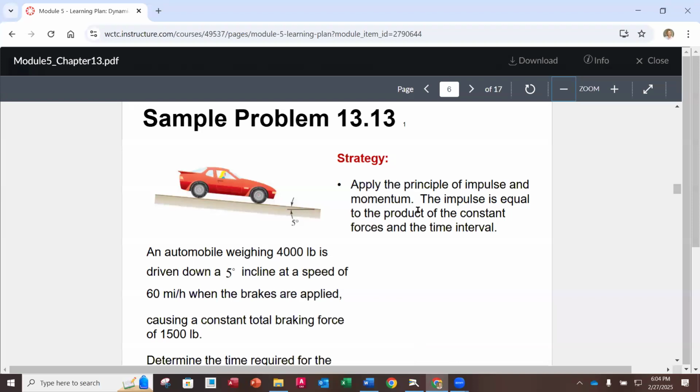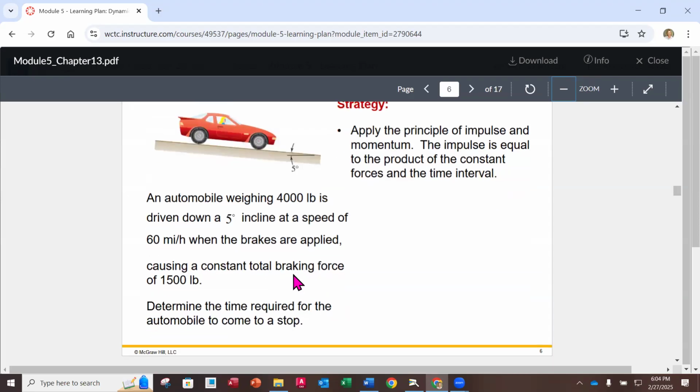And what we have is an automobile. It weighs 4,000 pounds, and it's driven down a 5-degree incline at a speed of 60 miles per hour when the brakes are applied. And it says here it's causing a constant total braking force of 1,500 pounds. Determine the time required for the automobile to come to a stop. Okay.